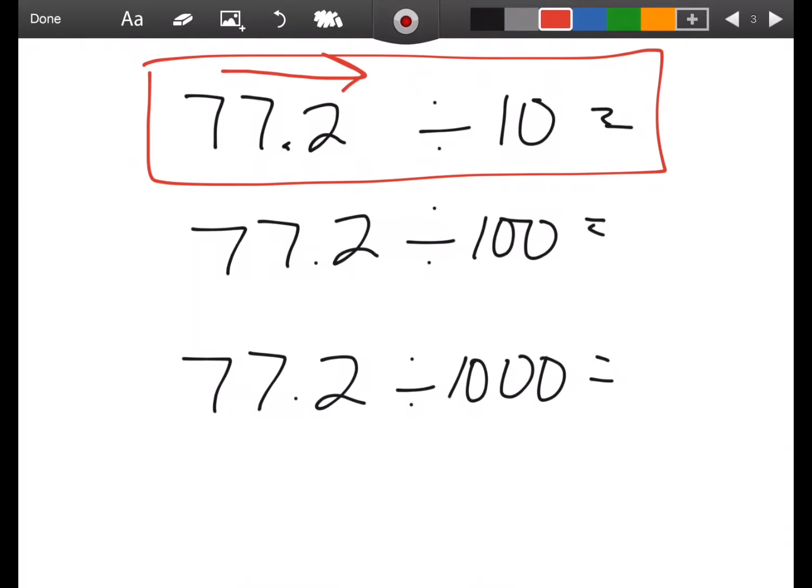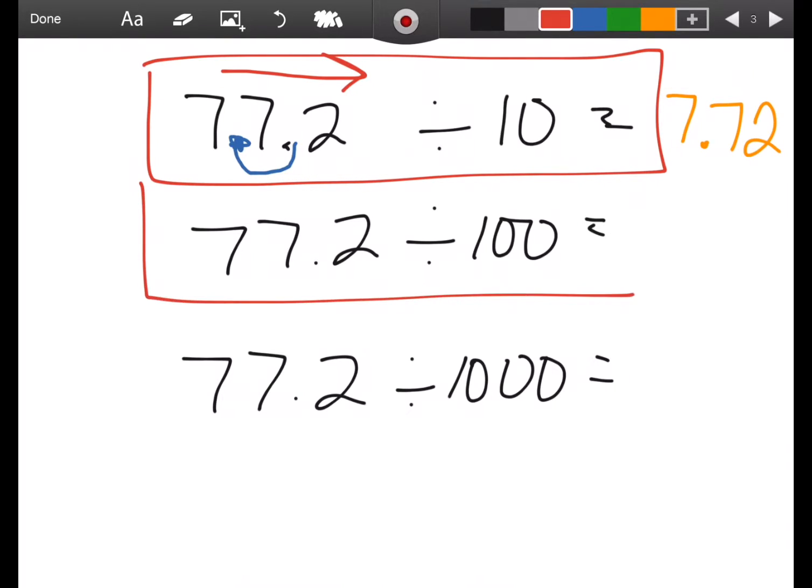When we divide by 10, we're going to move it one time in the opposite direction because every place value is 10 times bigger than the rest. So if we move it backwards, that's the same thing as dividing. So when we divide by 10, we're going to take this decimal and move it once to the left, which would tell me that this first one would be 7 and 72/100ths.